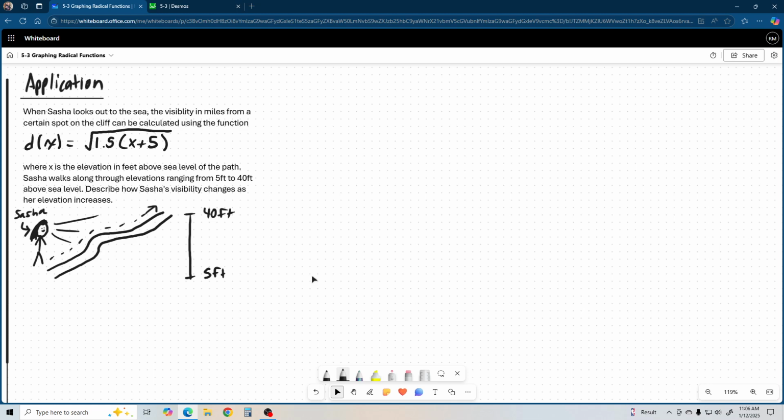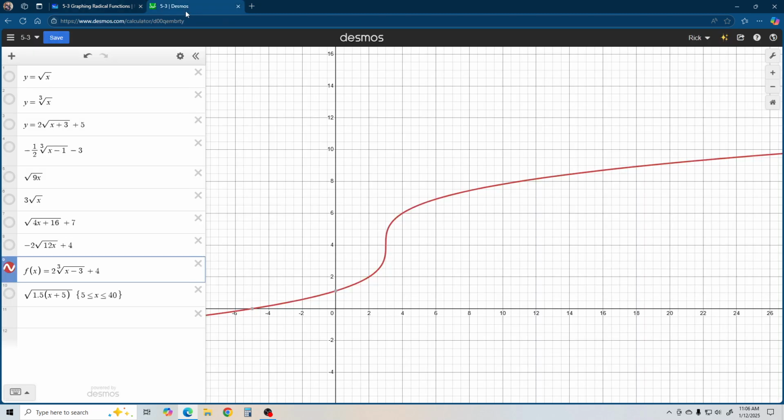So in other words, she's walking up this cliff, right? And she's starting at 5 feet above sea level, and she's going to end up walking up to about 40 feet above sea level. As she's walking up the cliff, she can see farther and farther away, right? And the distance that she can see is the total of d of x. So d of x is the distance she can see. X is how high above sea level she is on the path. Does that make sense? So the first thing I would do is take this graph and plug it in, right? Anytime you have a word problem, the graph is like our picture. So let's go ahead and plug it in.